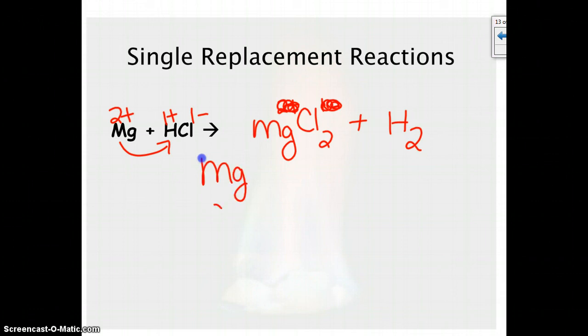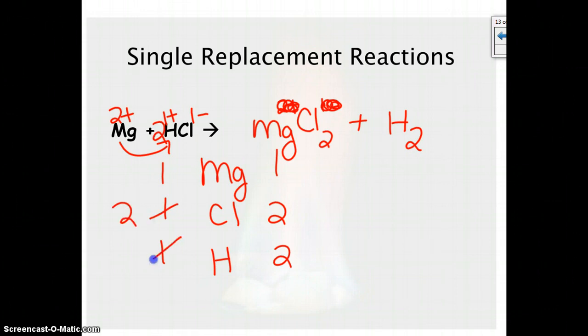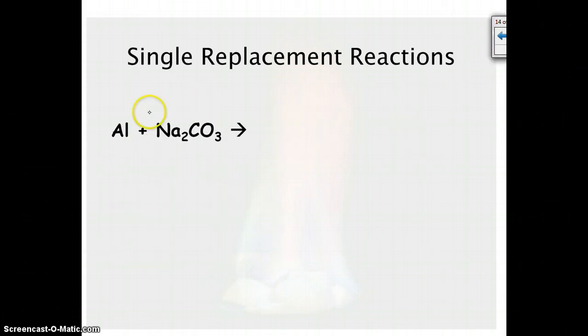And then we want to balance the equation. So we've got 1, 1, 1 and 1, 2, 2. So we're going to have to put a 2 here, and that'll get this equation balanced out for us. Okay, see another single replacement. Here we have a polyatomic, 2 minus, that's carbonate, and then you have Na, 1 plus, and you have Al, 3 plus. So the Al is going to kick out the Na.